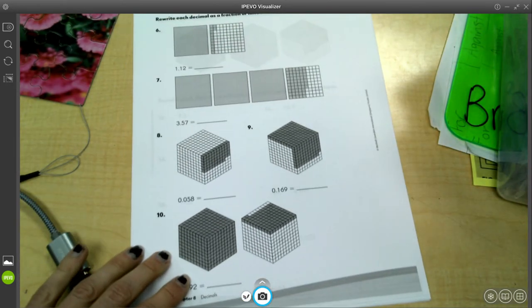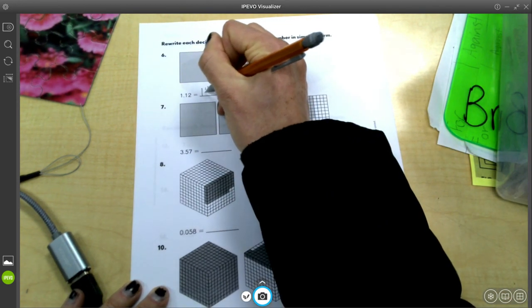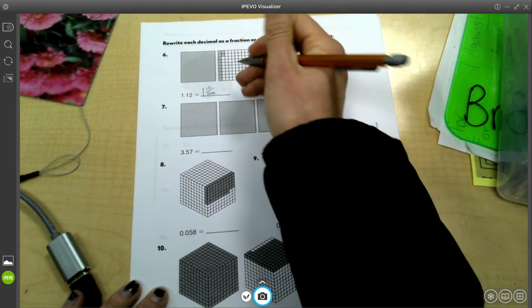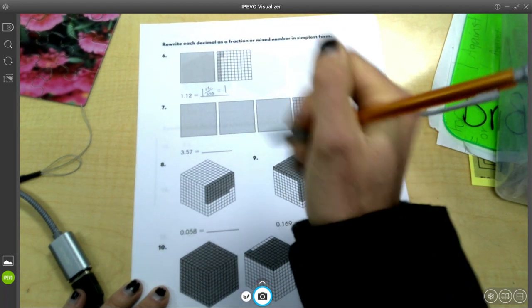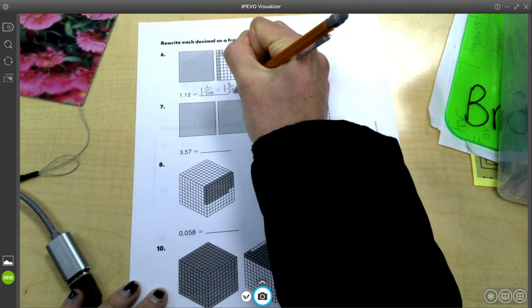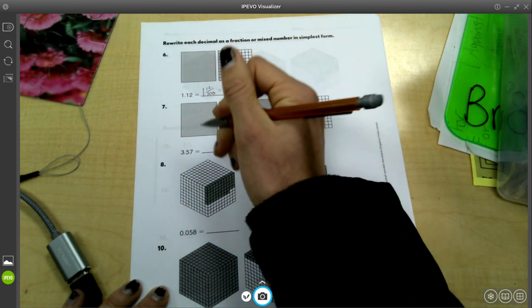All right, next page. 1 and 12 hundredths. Those are both divisible by 2. They're both divisible by 4. Equals 1. 12 divided by 4 is 3. 100 divided by 4 is 25. 1 and 3/25.